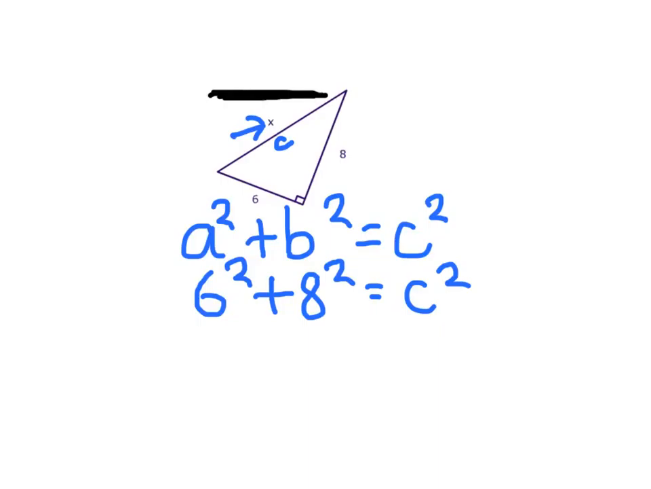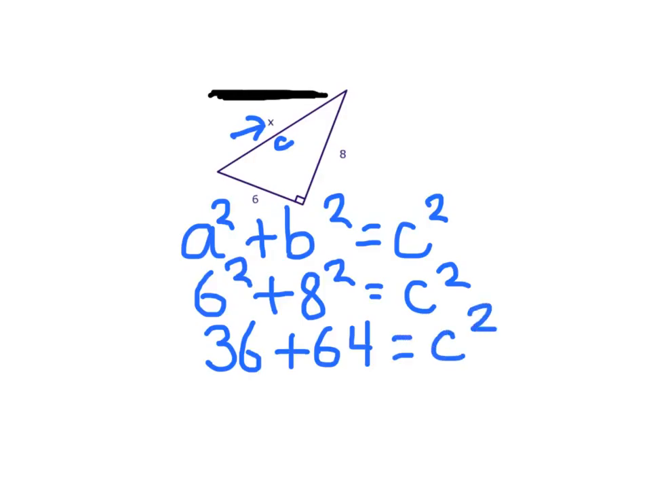All right, so I'll plug in 6 and 8 for a and b. We're going to square those. So the area of 6 squared is 36, and 8 squared is 64. And we'll add those together, and that equals 100.